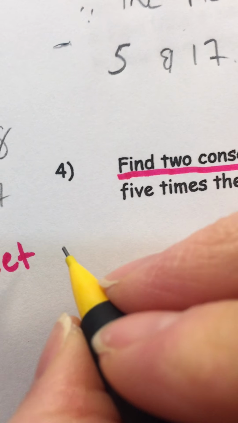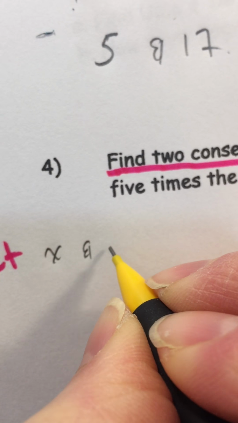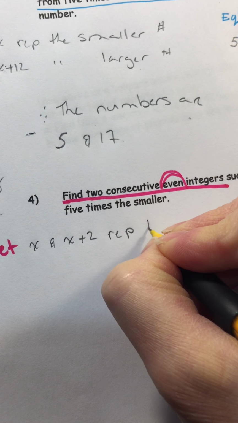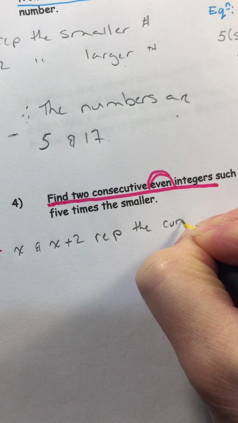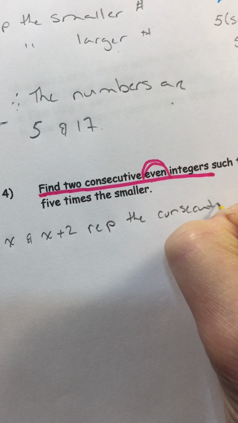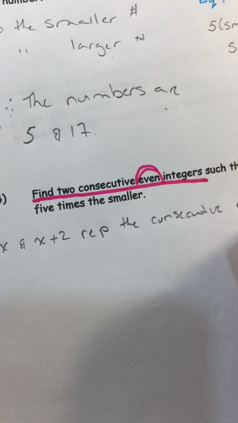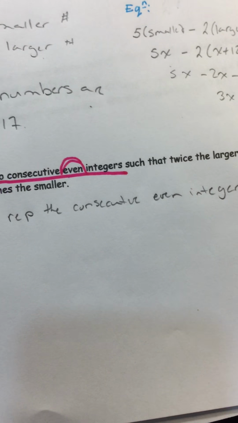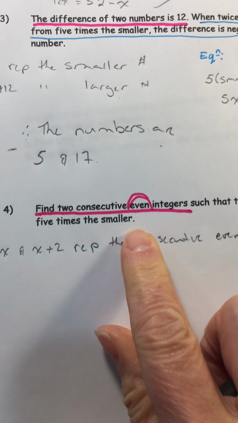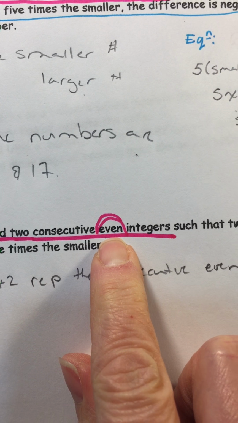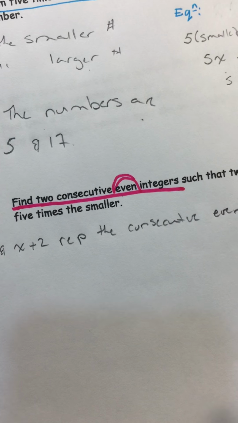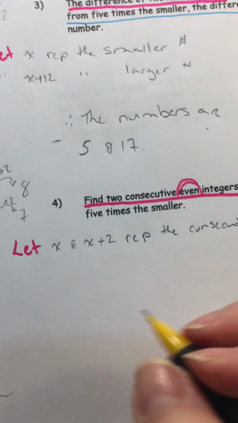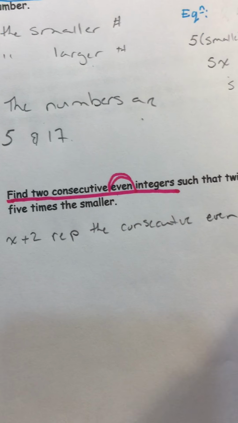So that's my let statement. So let x and x plus 2 represent the consecutive even integers. Doesn't really matter whether they're even or odd, it would be the same let statement. What's helpful by telling you that they're even is that at the end, if you don't get an even number, you'd be like, that can't be right. I should be getting even numbers. Okay, so there we are. Those are our two integers.